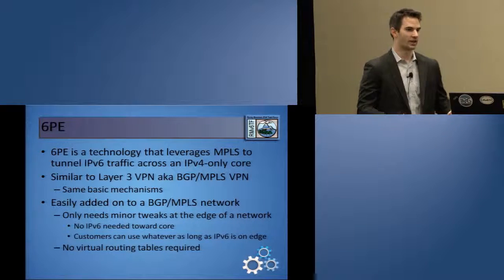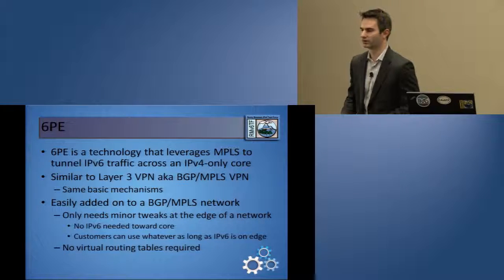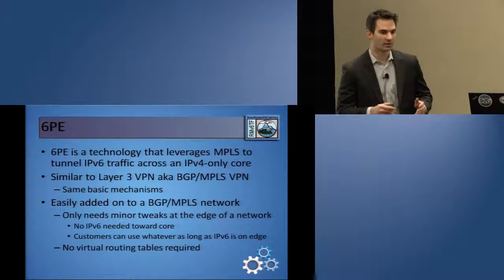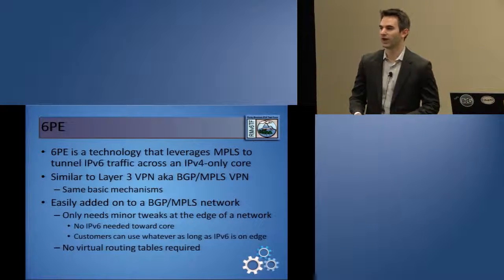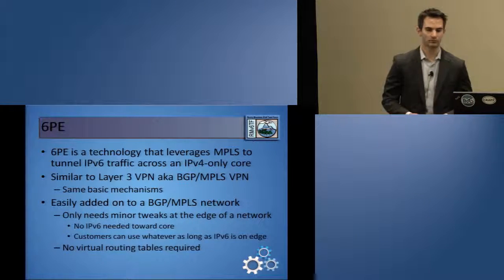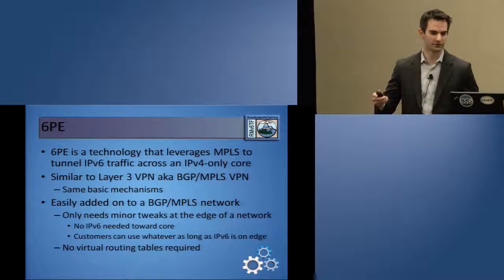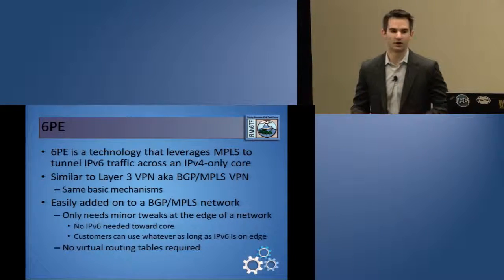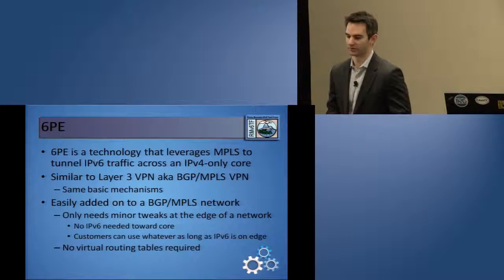And customers on the edge, they don't even need to know that you're doing 6PE. They can use whatever they want to get IPv6 to your edge router, and then you can take it from there. And in contrast to layer 3 VPN, you don't have any virtual routing tables. It's all in the global table, in the global IPv6 table.